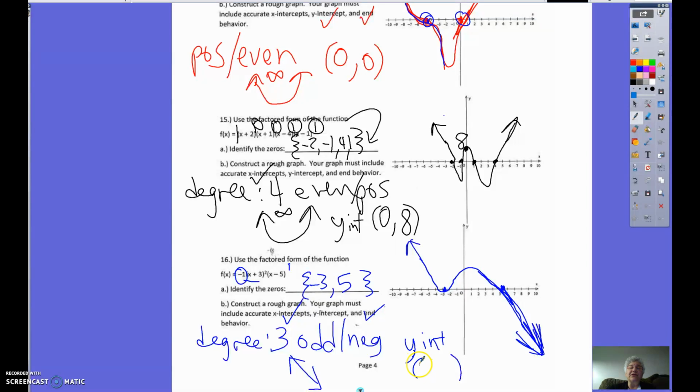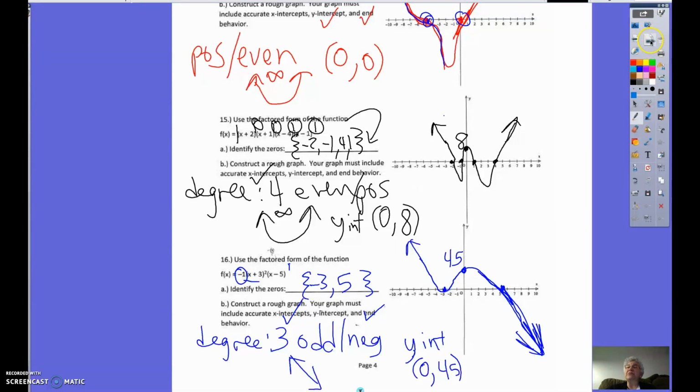Putting your factored polynomial into y1 in your calculator, hitting graph, and then trace. X equals 0, your calculator will tell you the matching y value is 45. On your graph, you're going to mark that y-intercept as 45.